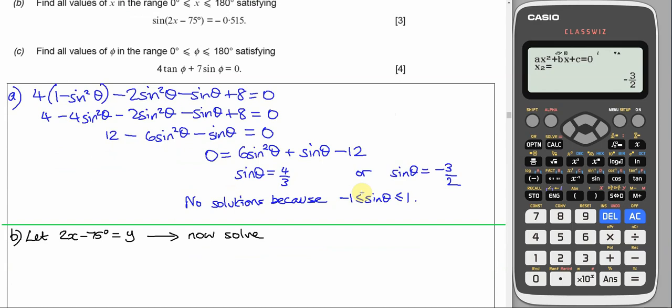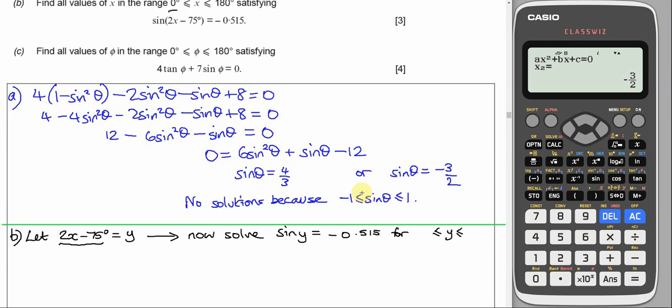So now solve sine of y equaling minus 0.515. And very important, you think about what the range would be. If x is between 0 and 180 degrees, then what would y be between? Well, y is double x and then take off 75.